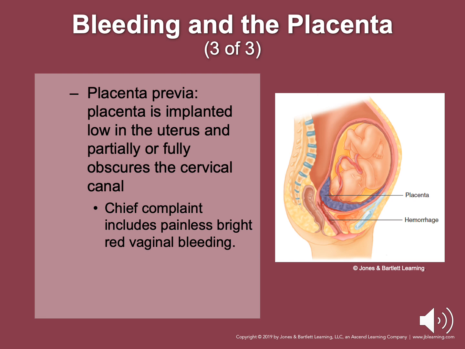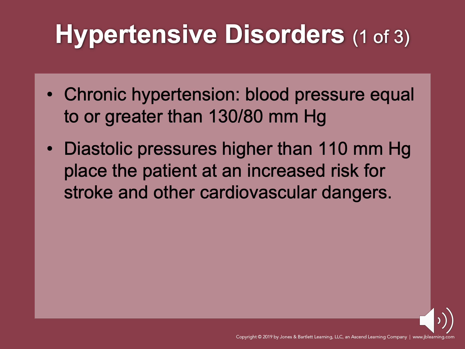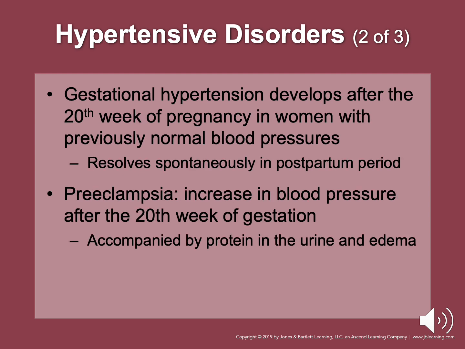Hypertensive disorders. Chronic hypertension is defined as a blood pressure that is equal to or greater than 130/80. Diastolic pressures higher than 110 systolic place the patient at an increased risk for stroke and other cardiovascular dangers. Gestational hypertension develops after 20 weeks of pregnancy in women with previously normal blood pressures and resolves spontaneously in the postpartum period.